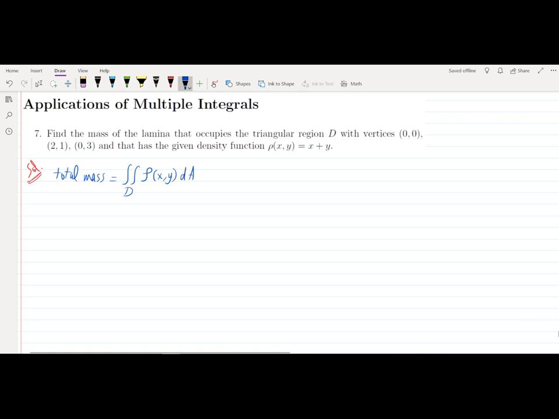And now we have to sketch the region D, which is triangular with the vertices given in the problem. This is the xy plane. First point, which is (0,0). The second one, which is (2,1) here. The last point, which is (0,3), for example, here. And we have to connect these points together in order to get the region D. And then this is region D.